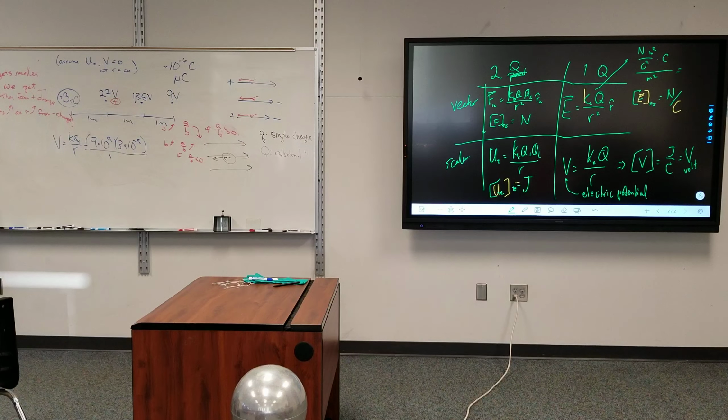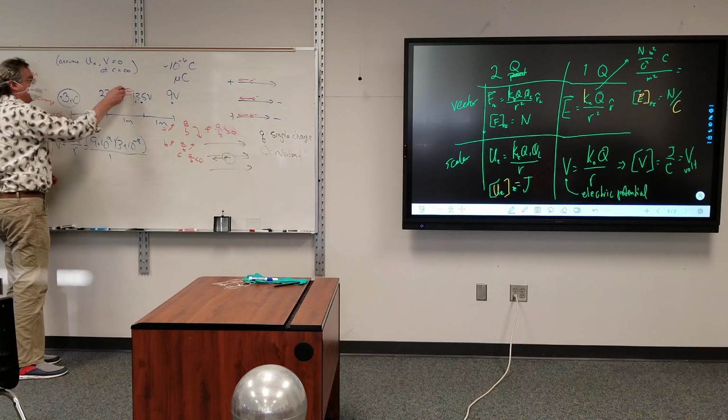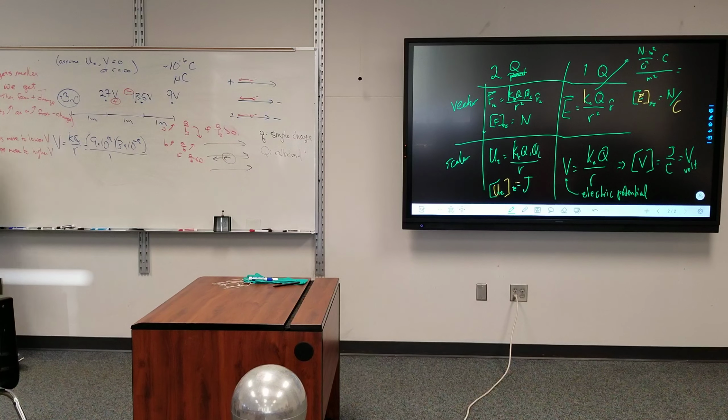The second half of the explanation is that positive charges move to lower electric potential. Negative charges move to higher electric potential. Because if I put a negative charge there, we know it's going to be attracted to the positive charge, so it also goes to the higher potential.